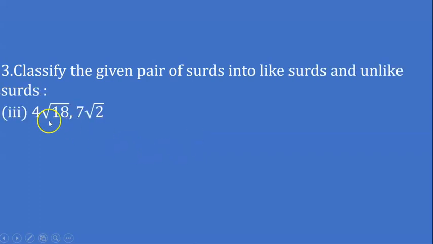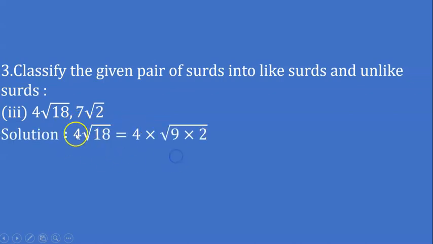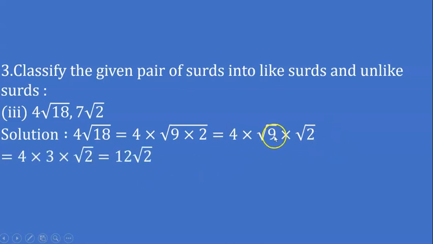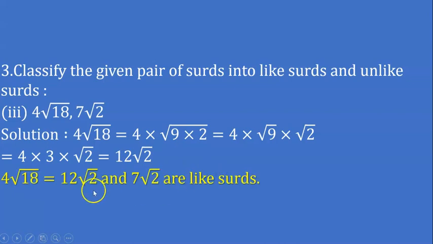Next example, 4 root of 18 and 7 root 2. Now we'll simplify first. 4 root of 18 can be written as 4 into root of 18, which means 9 into 2. Root of 9 into root 2 into 4. And what about the root of 9? Root of 9 is 3. That is 4 into 3 into root 2. 4 into 3 is 12. 12 root 2. And here 4 root of 18 equals 12 root 2, and 12 root 2 and 7 root 2 are like surds.